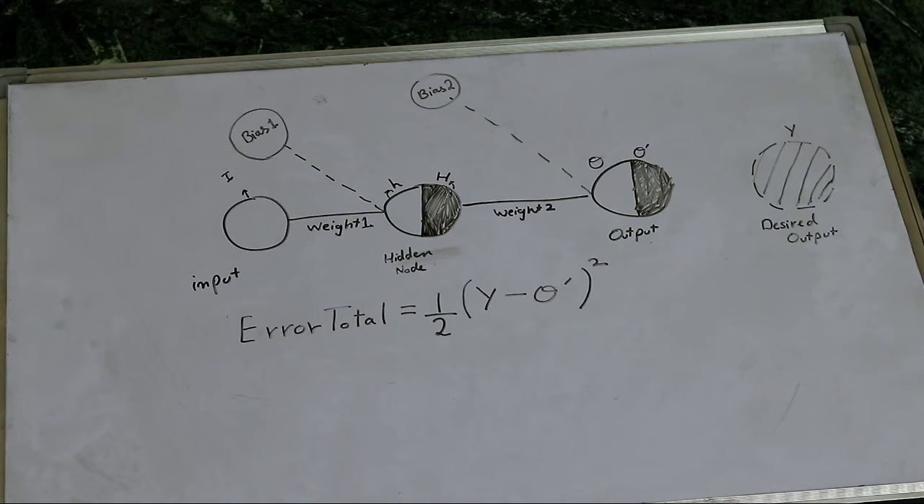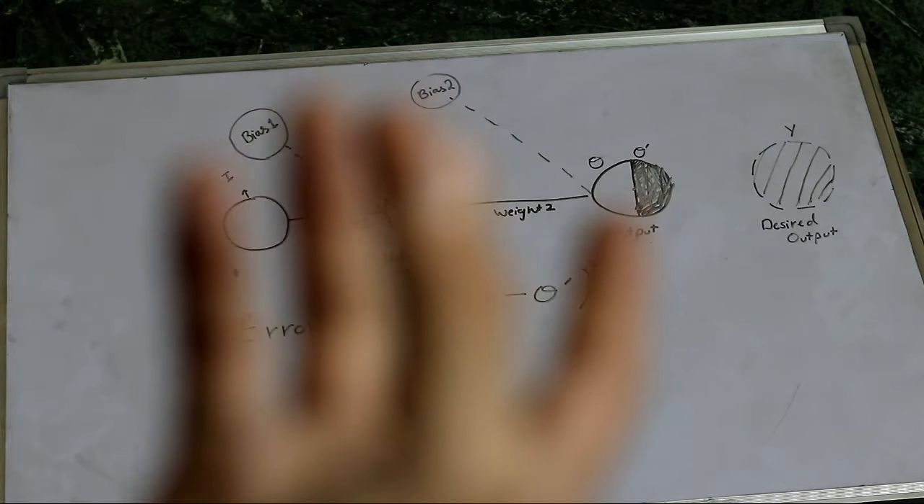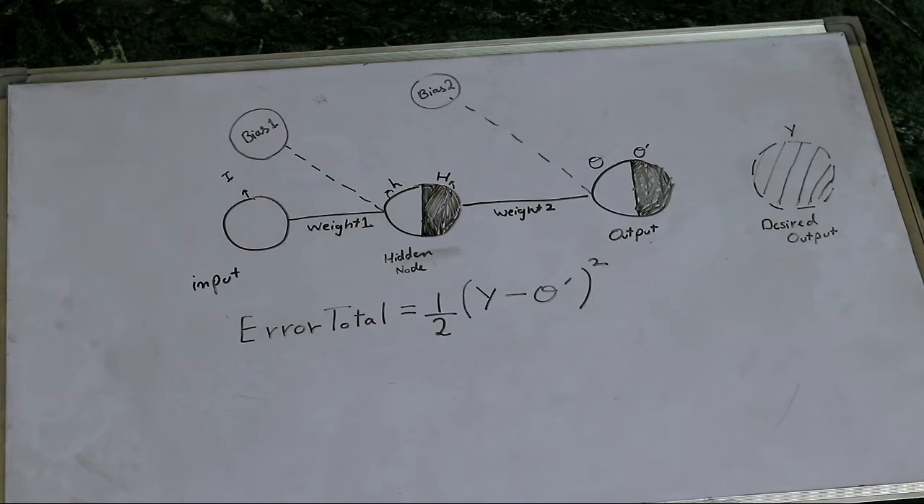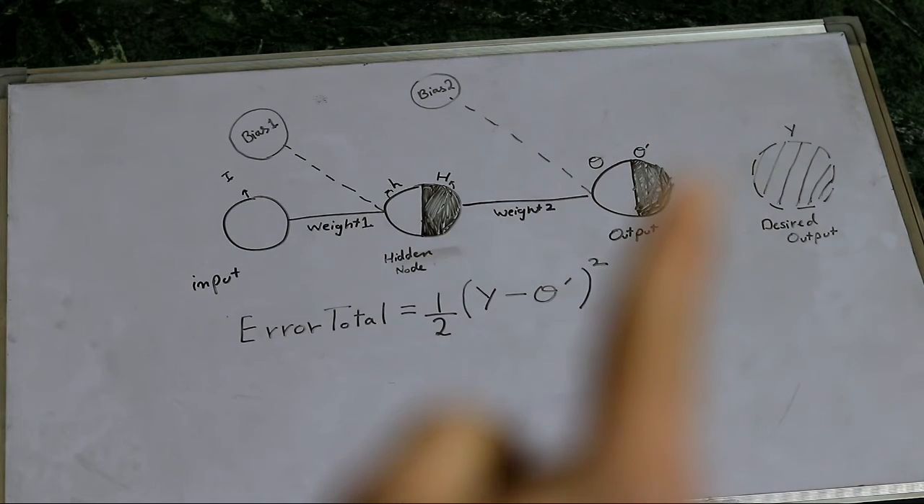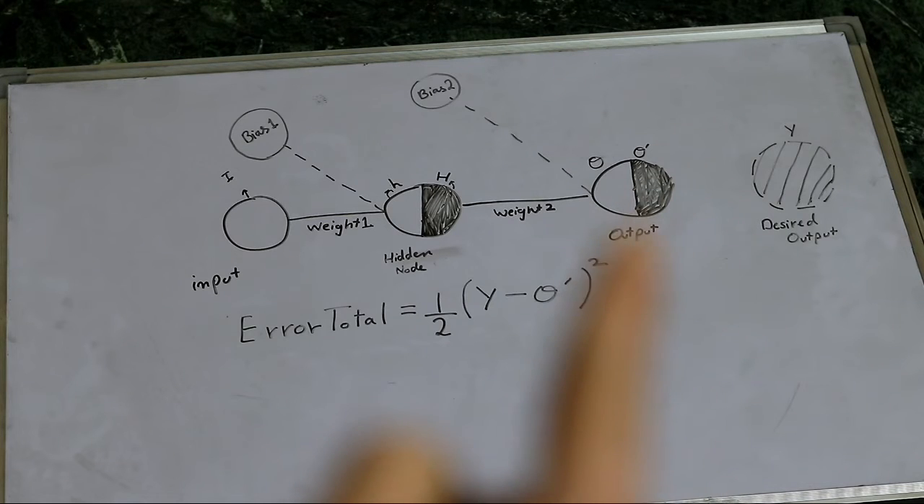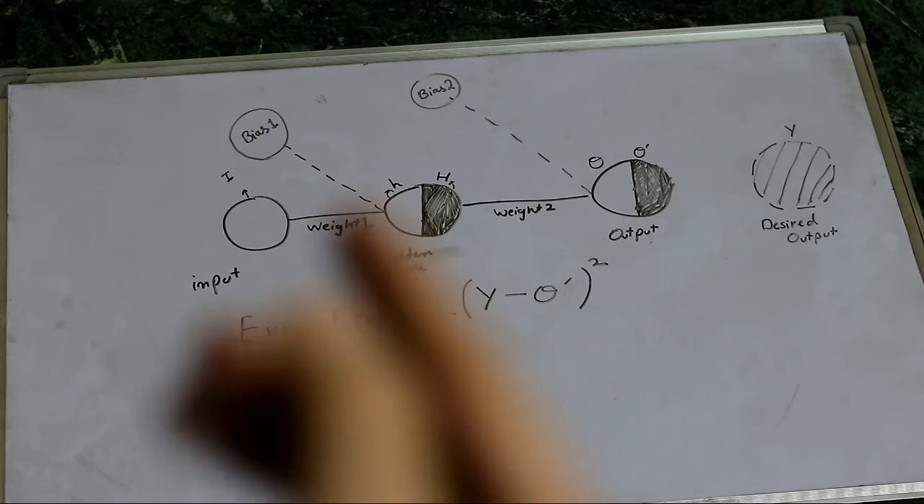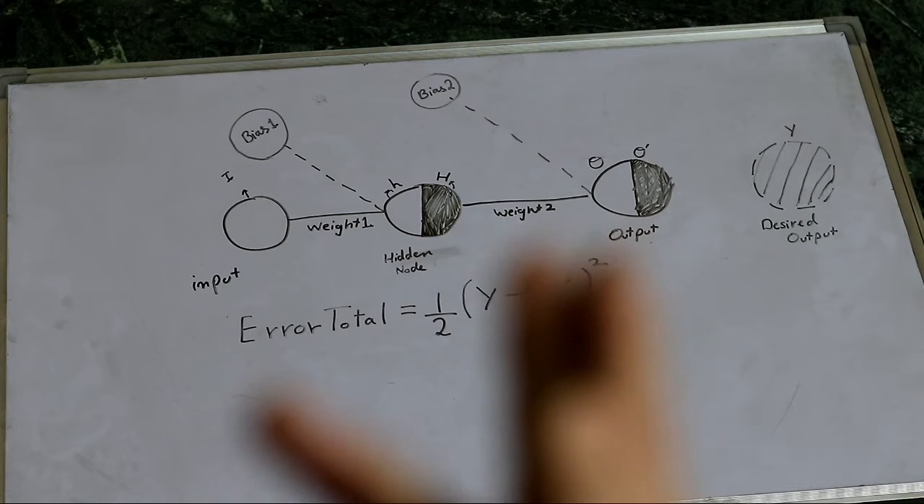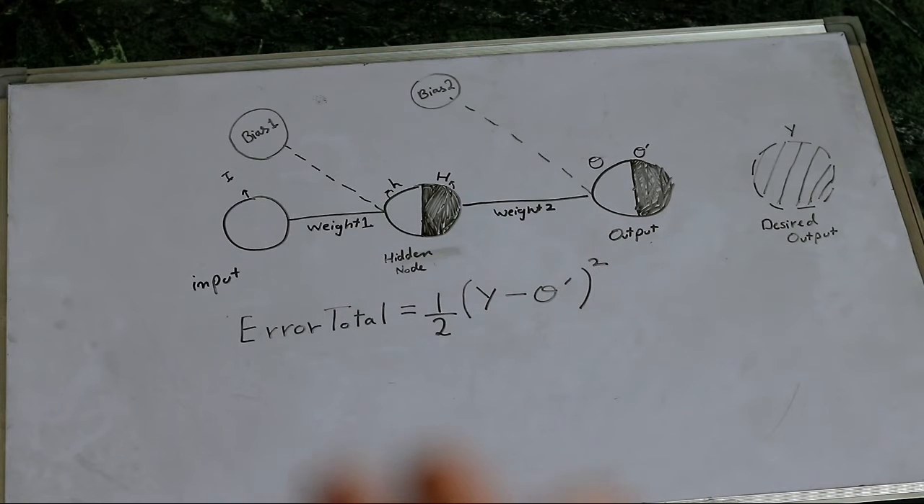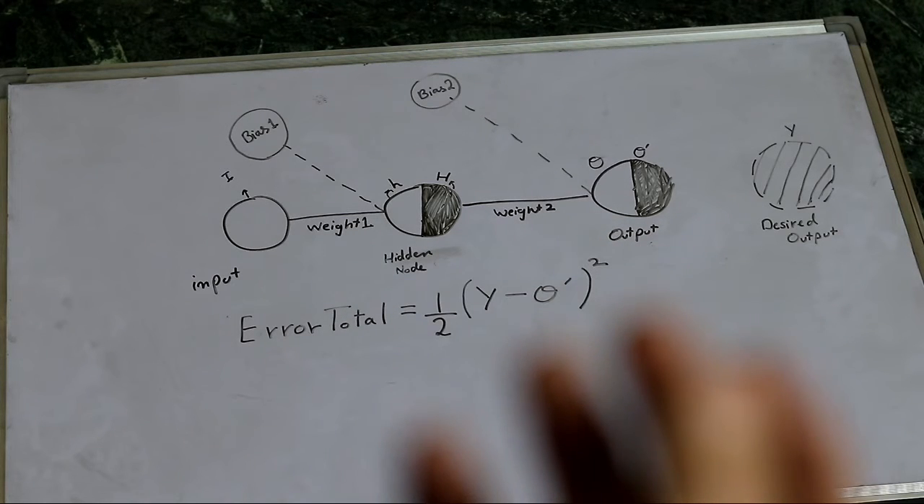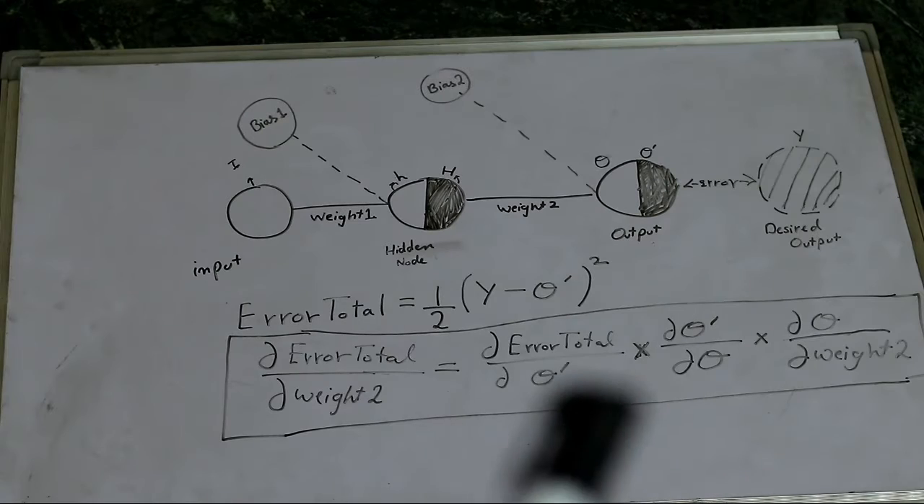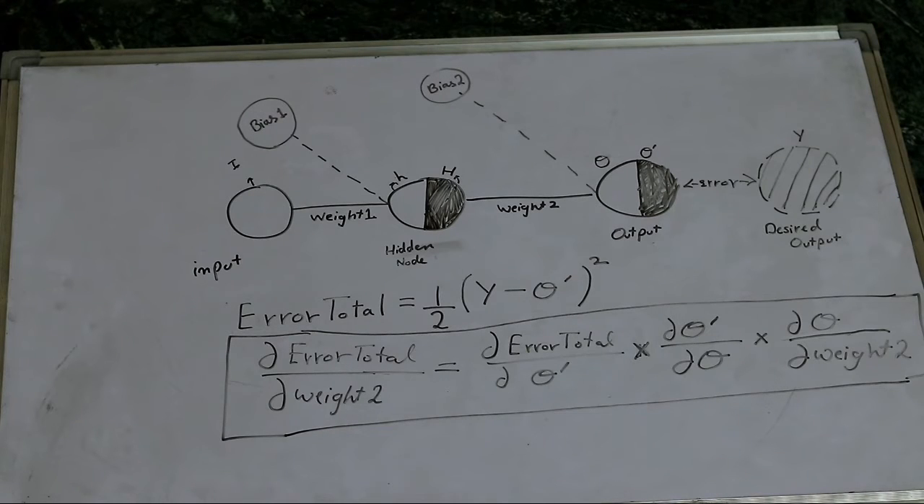So now all we have to do is change the weights. You can't change the input, but you can change the weights. So we have calculated the error. We want to know how much change is required in weight 2. So how do we do that? We take the partial derivative of the total error with respect to weight 2, which is given by this formula.